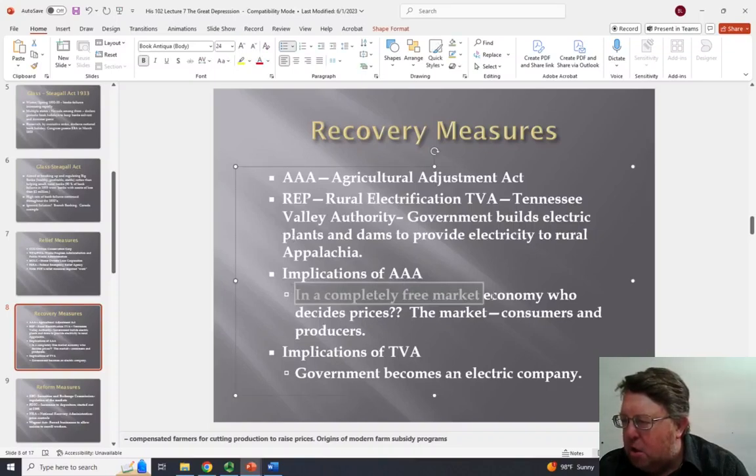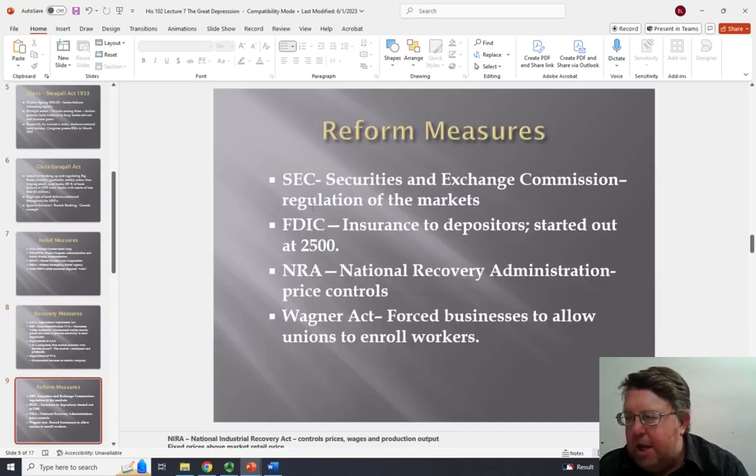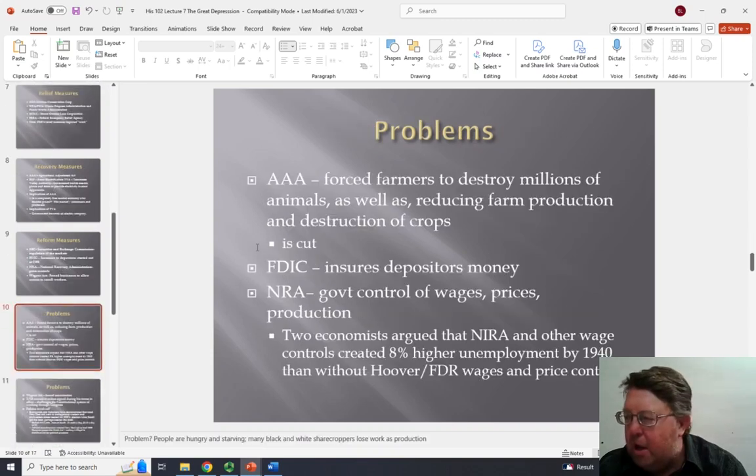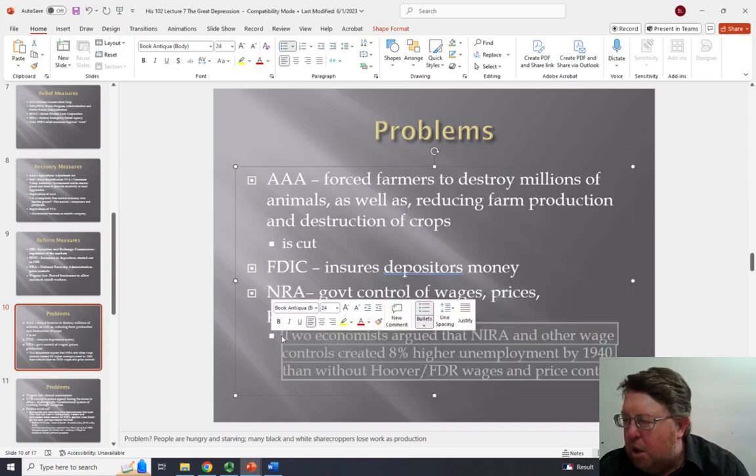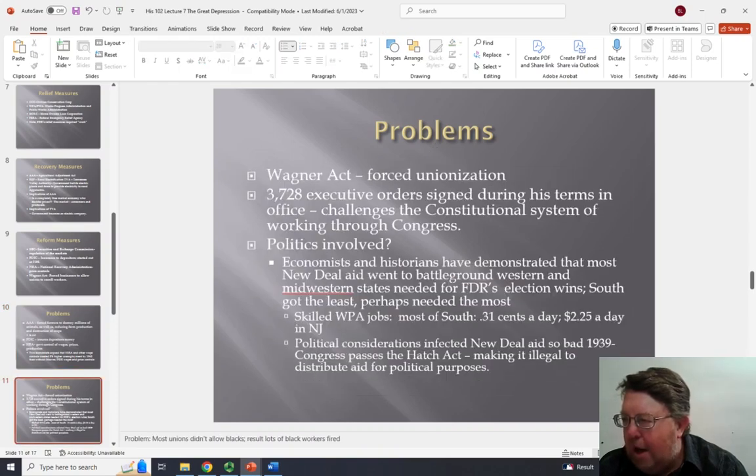Some of the critiques, what's going on? How do you balance government intervention, Marxist economic principles, a lot of government intervention in the economy, where the economy starts picking the winners and the losers, and how does that distort a free market economy? So again, you pick a few of your reforms and talk about them, but then also make sure you discuss, right? Two economists argue the NRA actually made unemployment 8% higher, right? And the Wagner Act, forced unionization, okay?